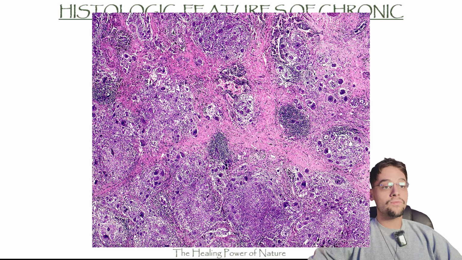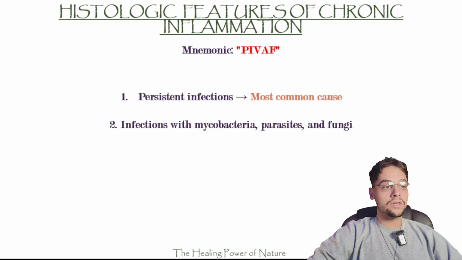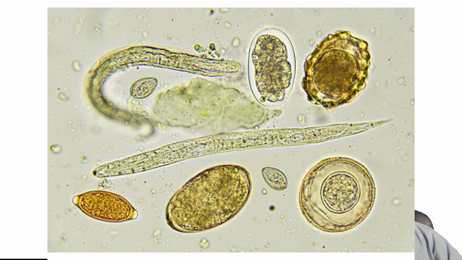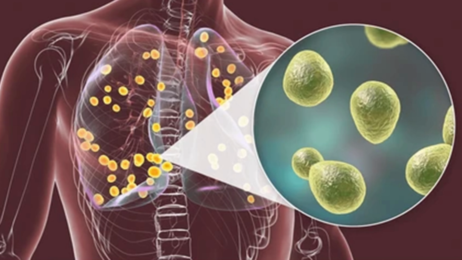Mycobacterium tuberculosis forms granulomas to contain the infection. An example would be a patient with a chronic cough, weight loss, and night sweats. Think of TB whenever you see these. I for infection with mycobacterium, parasites, and fungi. These organisms evade acute immune responses. A great example is histoplasmosis or fungal infection. This is notorious for chronic inflammation and granuloma formation.